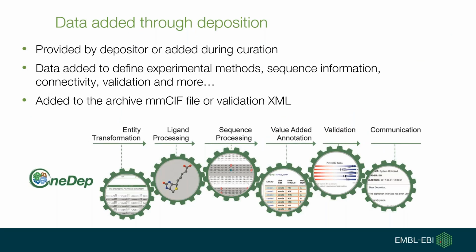During deposition, which is commonly used in the OneDep system, which is deployed at PDBe, RCSB, and PDBj, we get data provided by depositors, and we add extra data during curation. This includes data about experimental methods, sequence information, connectivity, validation, and we produce the archive mmCIF and validation XML files. And as I mentioned, this is available from the FTP site of every one of the sites there.